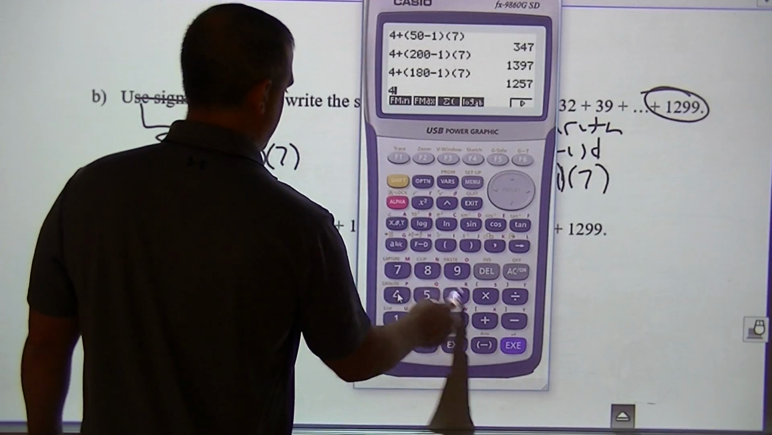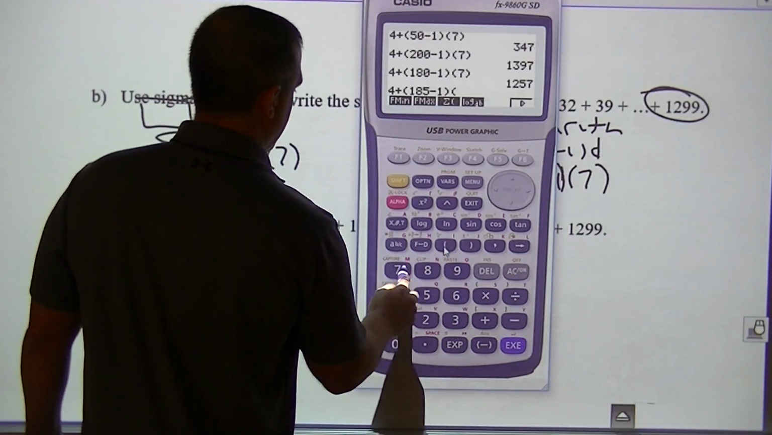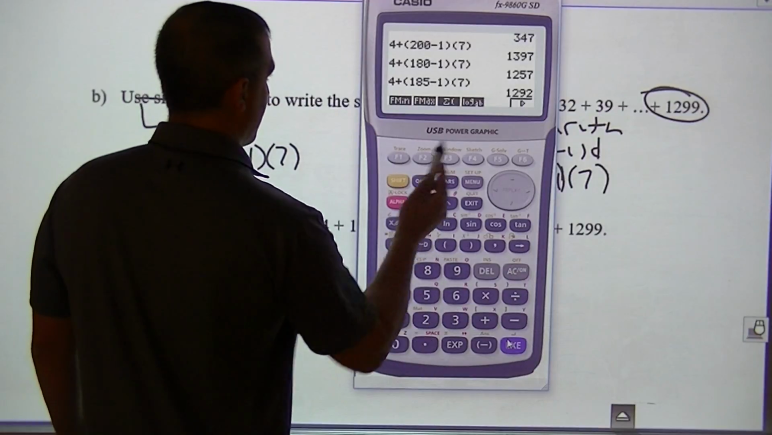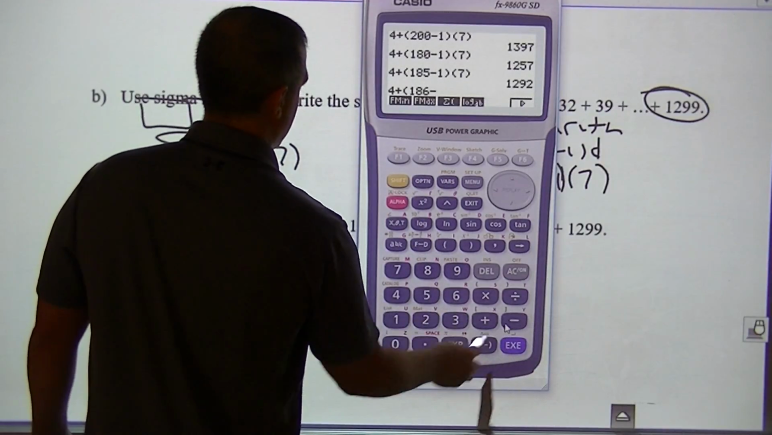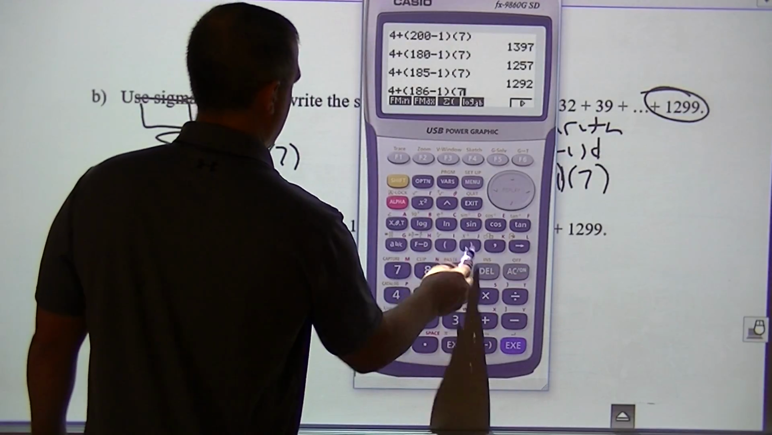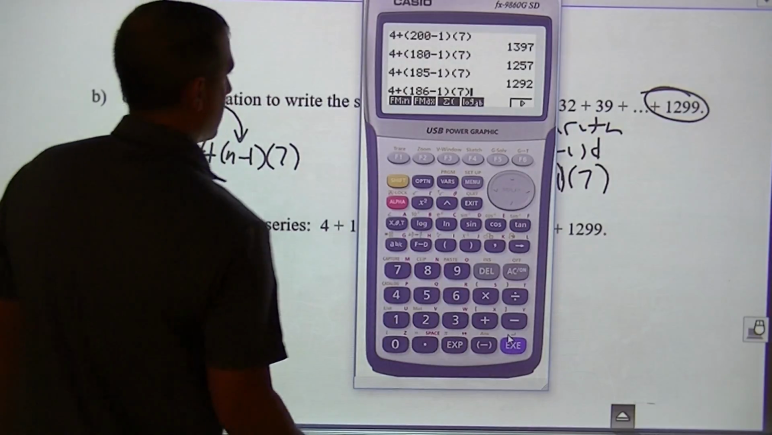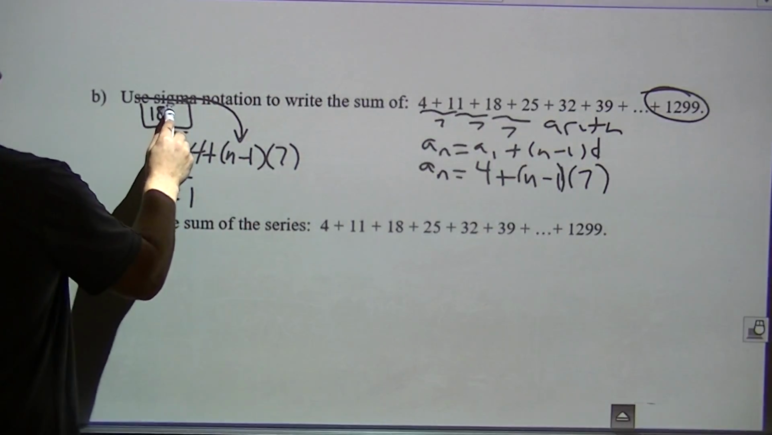Okay, still too small. Let's go 185. So there's a little guess and check in here, but it's not like you're doing anything other than just typing in numbers. Very close, let's go 186. There we go, 186 ends up being my answer.